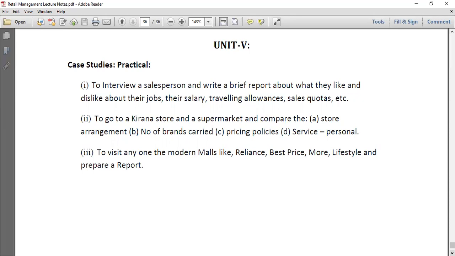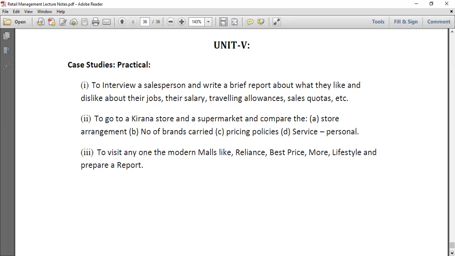Having completed that, second thing, you'll have to go to the nearest Kirana store or a supermarket. You can go to Spencer, DMart, or Reliance that you have nearby. Here, better go to the Kirana store, your neighborhood store. Having gone to the Kirana store, compare the store arrangement. See the number of brands he's carrying, his pricing policies, and the service that he's doing. Take a note of that and prepare a report.